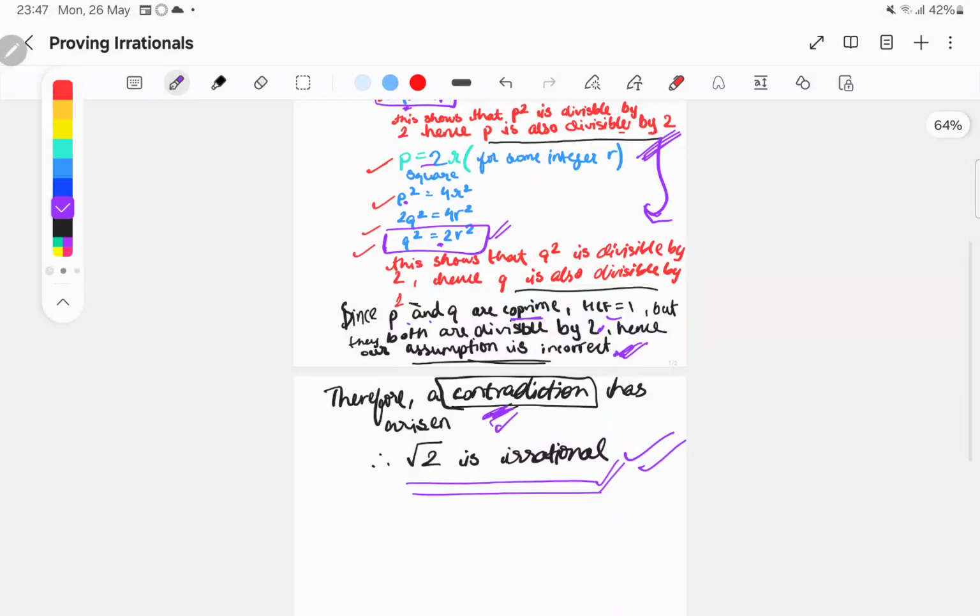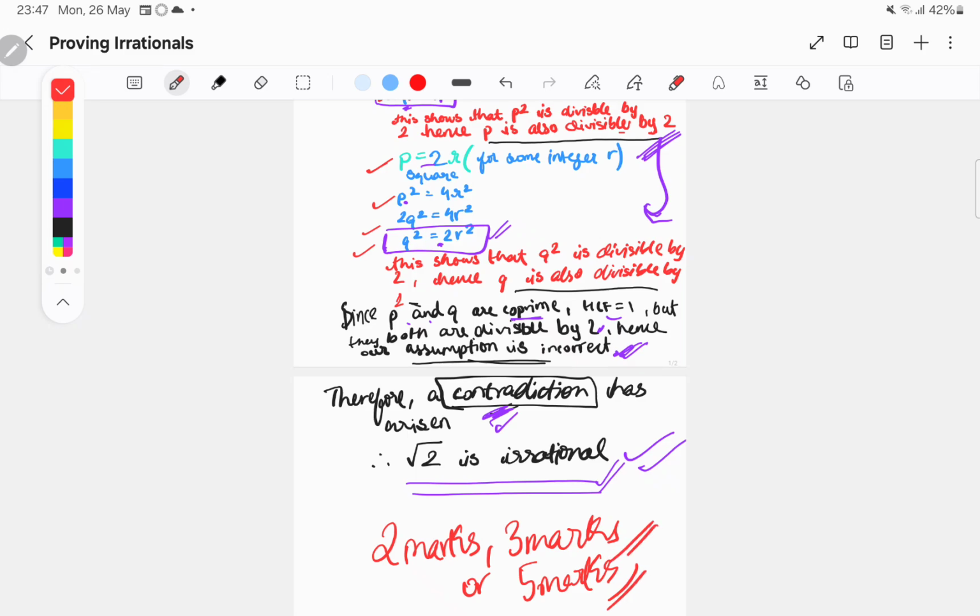This can directly come for your exam for either 2 marks, 3 marks, or if you're very, very lucky, you'll get it for 5 marks, because it does come for 5 marks in the PYQs.